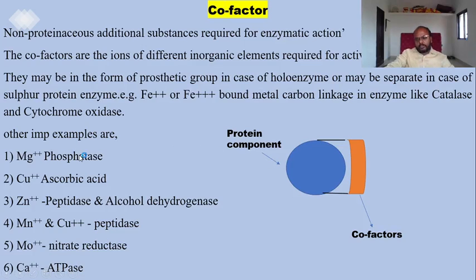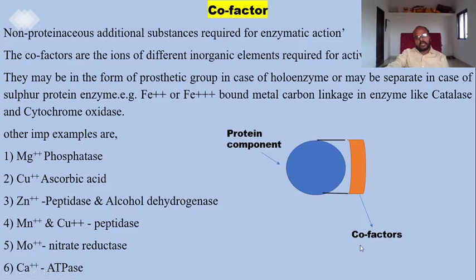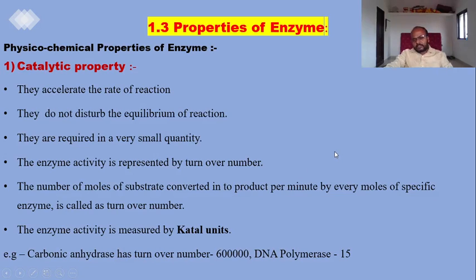So you have to remember the difference between the coenzyme and cofactor. The coenzyme is an organic substance and the cofactor is an inorganic substance. So both are essential for the catalytic activity of the enzyme. And next point here is the properties of enzyme. We will study the properties one by one. We call them the physico-chemical properties of enzyme.